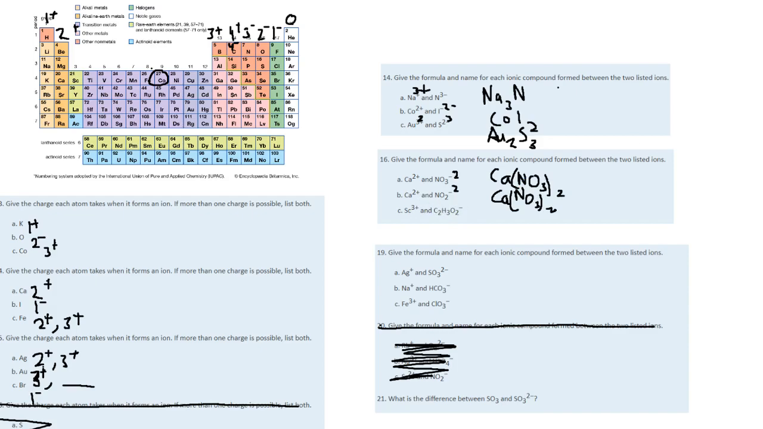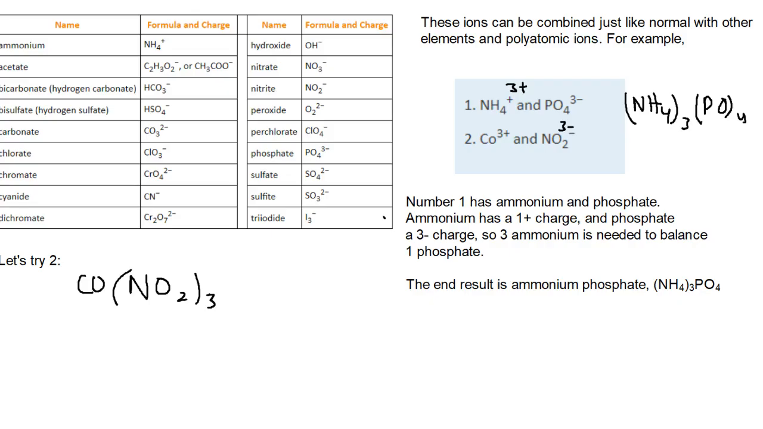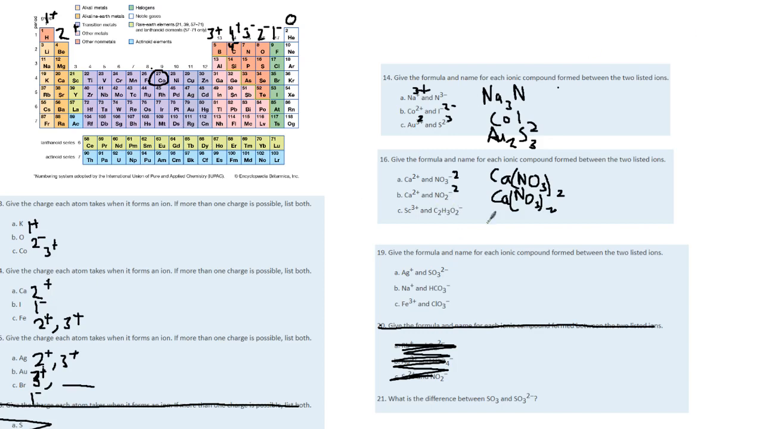And this is a messy acetate. It's acetate. Okay, so this is acetate, and it's really messy. But we need 3 of them to counter scandium. So scandium acetate, C2H3O2 3.